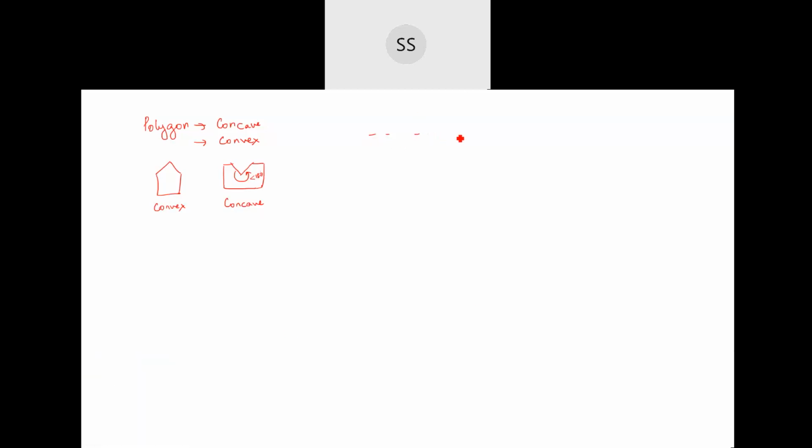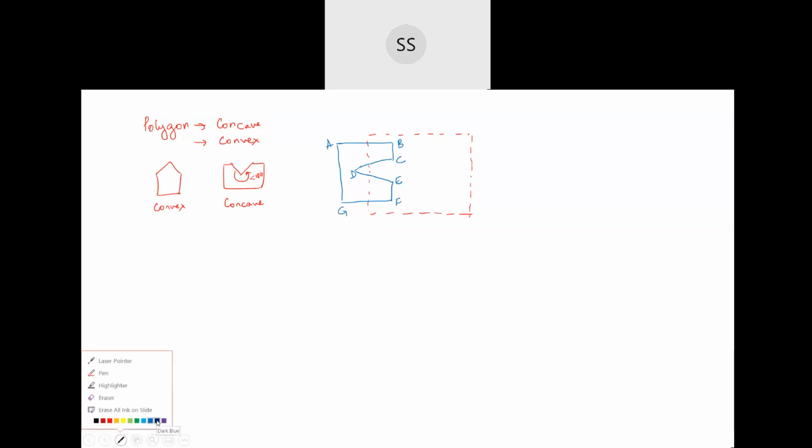Imagine this is my clipping window, and my polygon is something like this. Okay, so I'll name the vertices as A, B, C, D, E, F, G. You can give a name to the clipping window also, but that is not required actually. We don't give much importance to that in Sutherland. We call them C1, C2, C3, and C4.